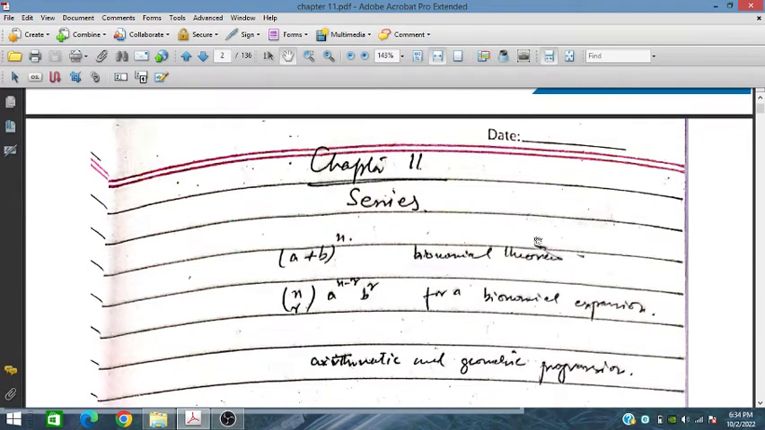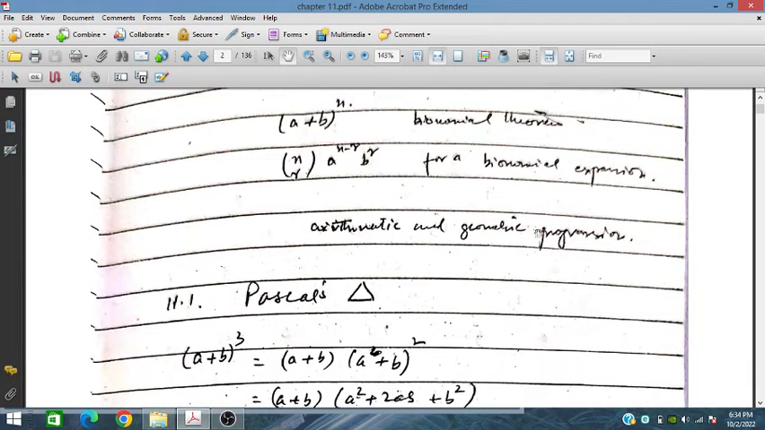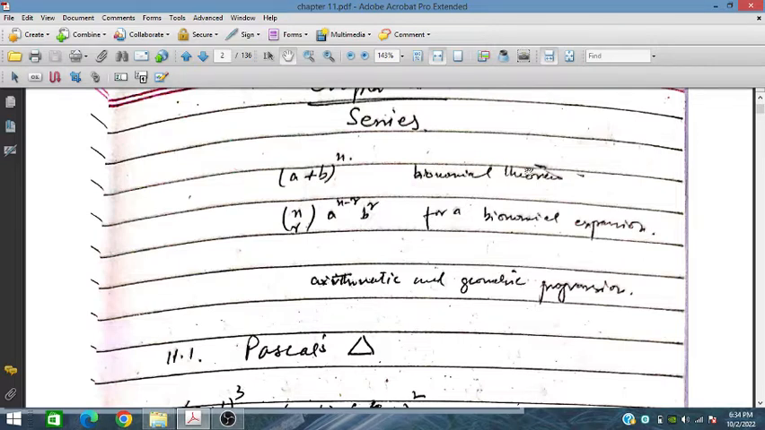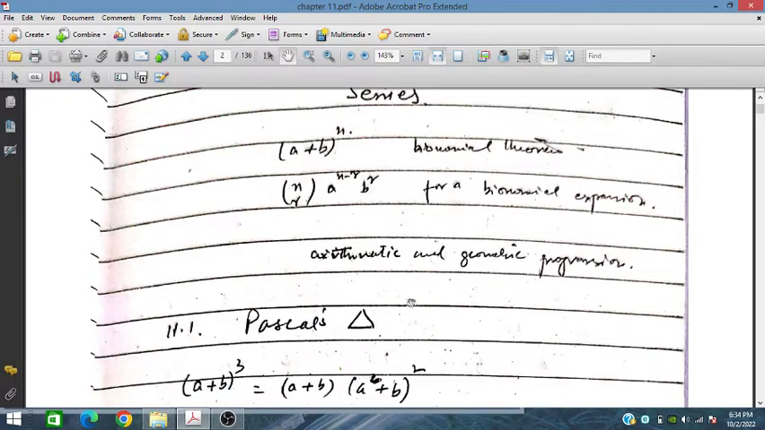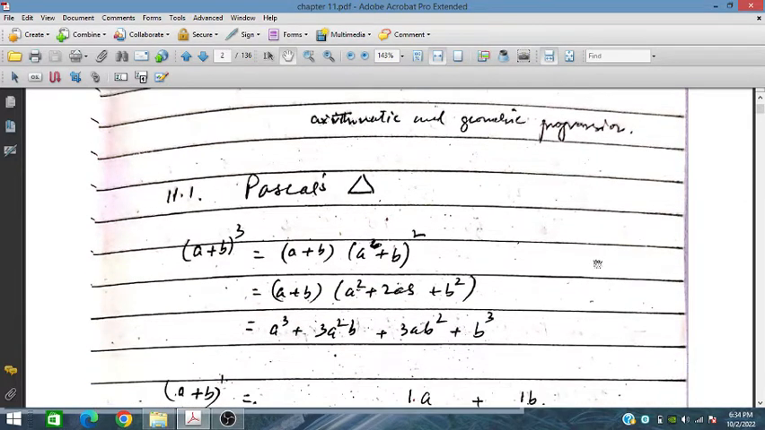Starting with the series: binomial series, arithmetic series and geometric series. Here we have the binomial theorem, which expands in this form, and some geometric and arithmetic progressions are also part of this course. So the Pascal triangle: whenever we expand higher order polynomials, for example (a + b)^3, we express it in this form. Here we have the coefficients 1 3 3 1.